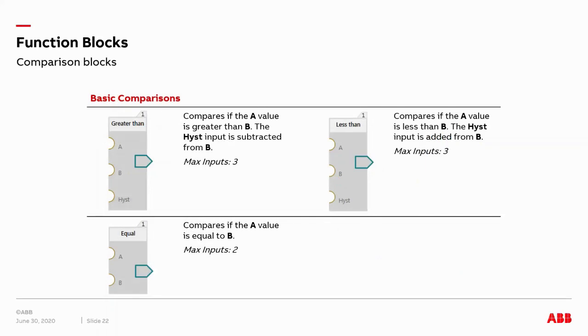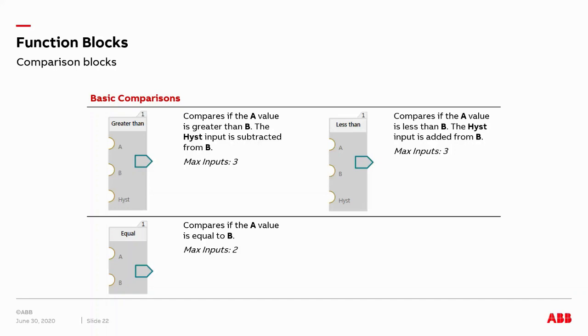All right, a couple comparison blocks. Similar to the logic blocks where I'm just comparing things back and forth, I can actually look at things to make sure if certain values are greater than, less than, or equal to. In my case, let's look at greater than first. I have 2 inputs, A and B, and then I have HYST, the hysteresis. It compares if value A is greater than B. If it is, then it's going to say true. Then you can also add an optional hysteresis, and that's subtracted from B.